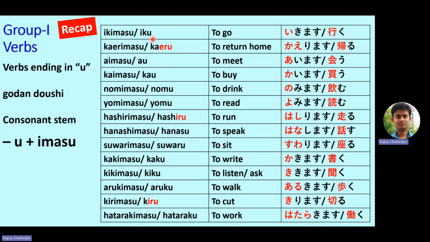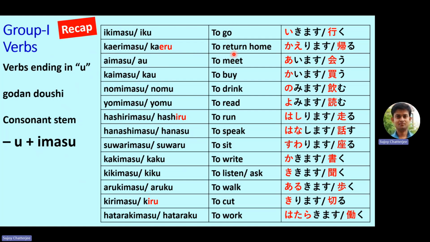So iku becomes ikimas, kaeru becomes kaerimas, au becomes aimas, kau becomes kaimas, nomu nomimas, yomu yomimas, hashiru hashirimas, hanasu hanashimas, suvaru suvarimas, kaku kakimas, kiku kikimas, aruku arukimas, kiru kirimas, hataraku hatarakimas.